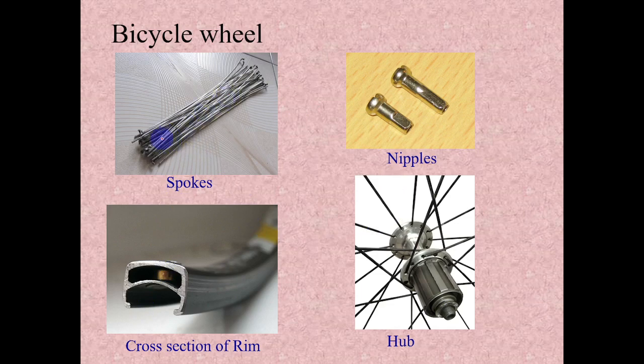This is called spokes, and the outer circular part is the rim, and the central cylindrical part is called the hub. These spokes are connected between the outer circular rim and the circular hub, and this is called a nipple, which is used to connect these spokes with the rim at this particular point. By adjusting these nipples, we can adjust the tension in these spokes.